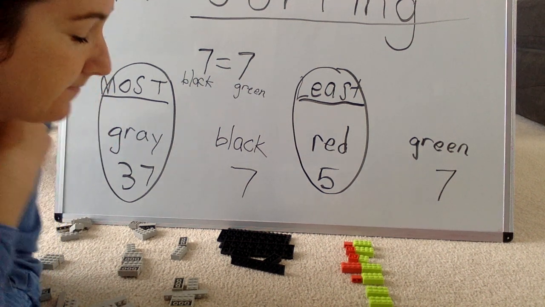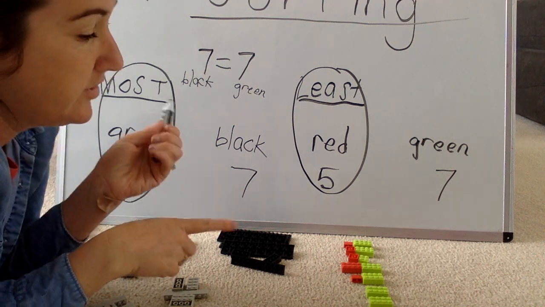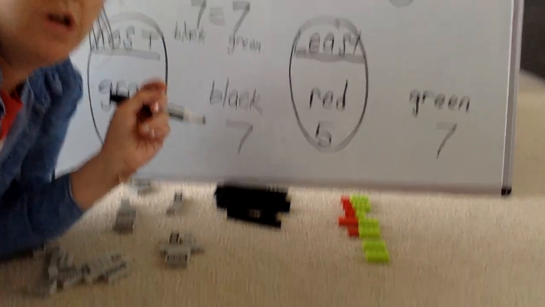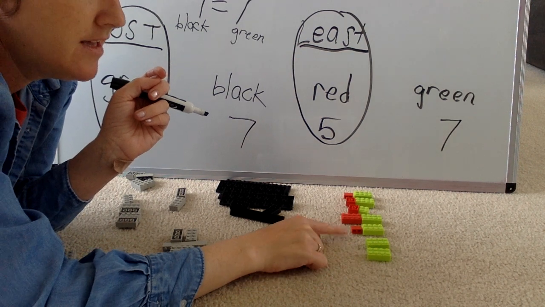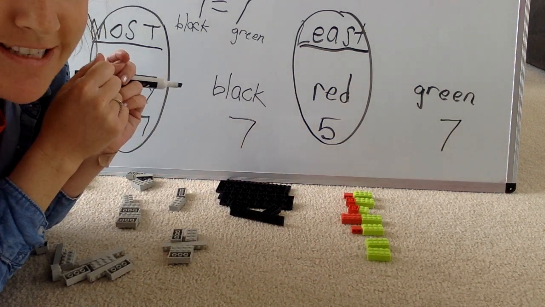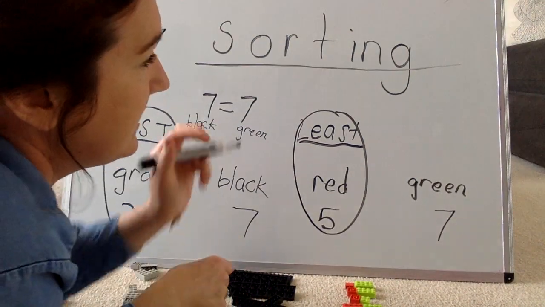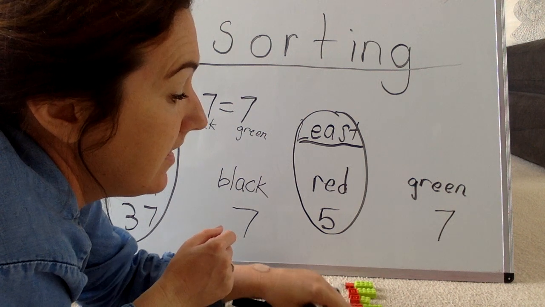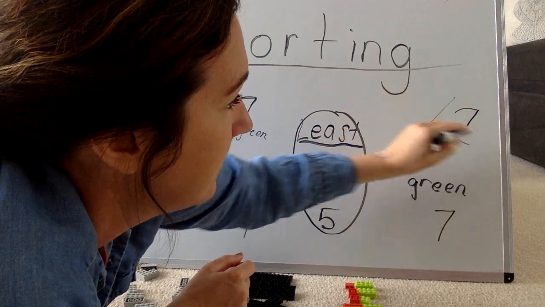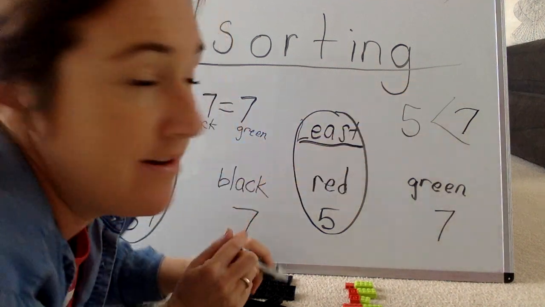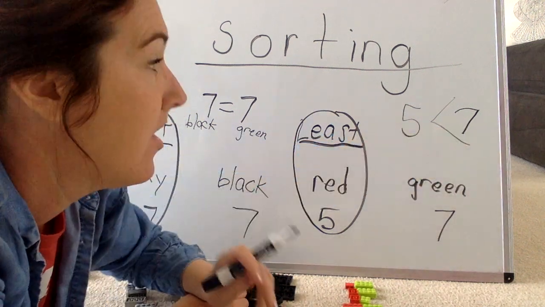Think about when we were square dancing. Everybody needed a partner, right? Well, just like this. So look closely. How many more green than red? Did you say 2? Good job. You're right. Now we can make that a number sentence. We can say, let's see, there are more green than red. That says 5 is less than 7.